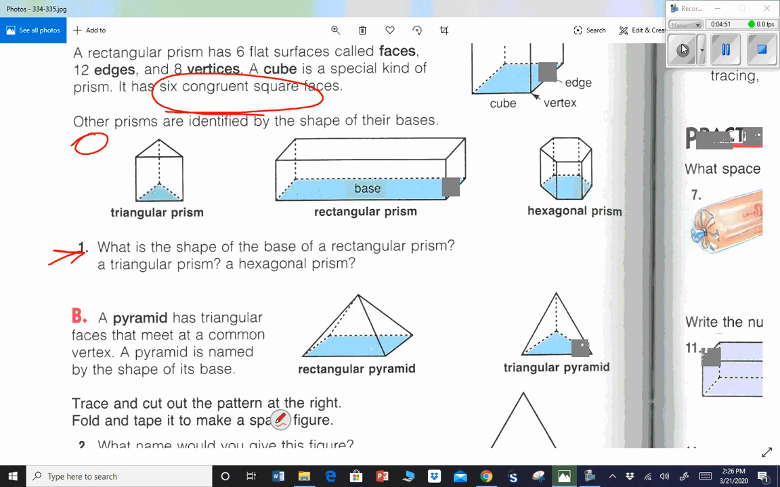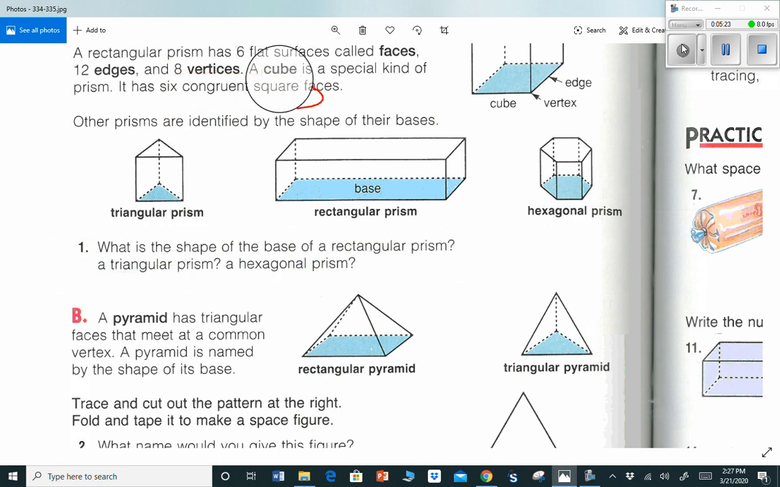And here's a pretty simple question for you. What is the shape of the base of a rectangular prism? Answer, it's rectangular. That's why it's called a rectangular prism. What is the shape of the base of a triangular prism? It is triangular. What is the shape of the base of a hexagonal prism? You guessed it, it's a hexagon. It is hexagonal. There's a new word for you, hexagonal.